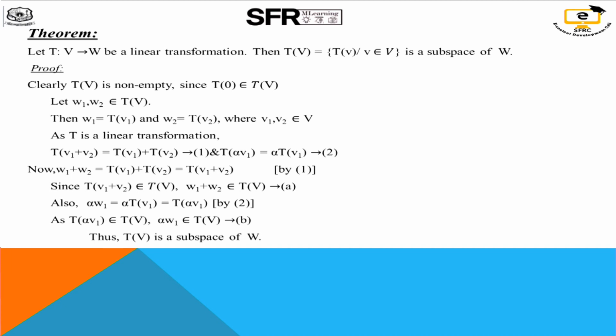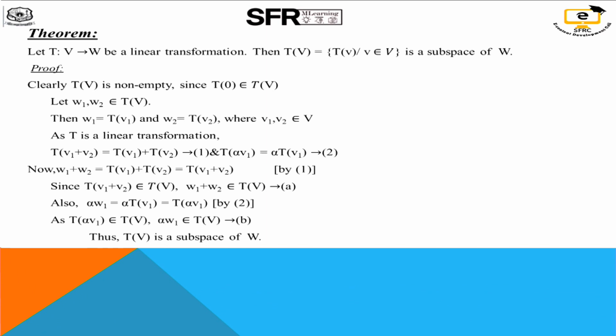Our aim is to show T of V is a subspace of capital W. Clearly T of V is non-empty. In the first step we have noted that because V is a vector space, under addition 0 belongs to V. Therefore clearly T of 0 belongs to the set T of V. Thus we say that T of V is a non-empty subset of W.